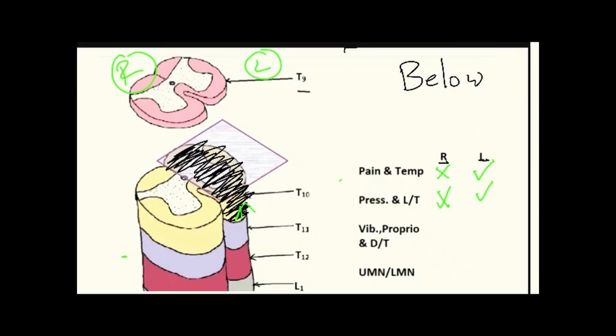So, light touch and pressure, pain and temperature. They follow the same color. Let's look on the right side. It comes in. We're below the injury, so we're only dealing with T11. Right? Comes in, crosses over, and then goes up. Can that signal go up? No. Because we're blocked, T10 has been cut.